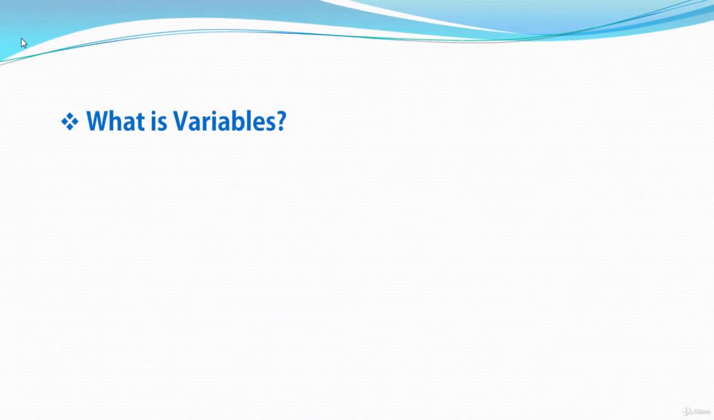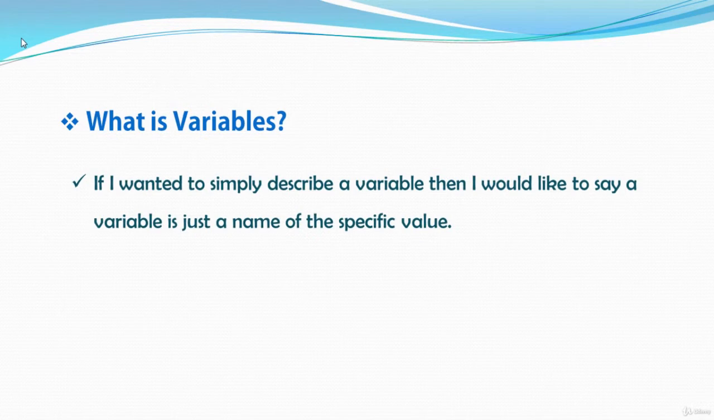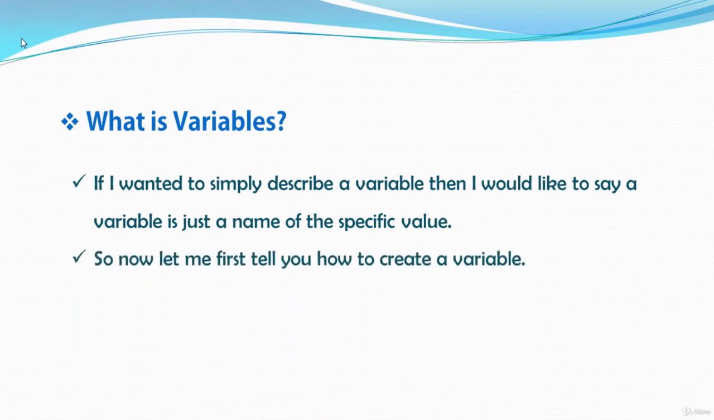So let me first tell you what a variable is. If I wanted to simply describe a variable, then I would say a variable is just a name of a specific value. This value can be changed anytime. Just think, if you want to store age, then you can use a variable to store the age value. But when you call your age, it is very difficult to call the exact age value. In that situation, variables help you out. You specify a name for your age and access this name anytime, anywhere.